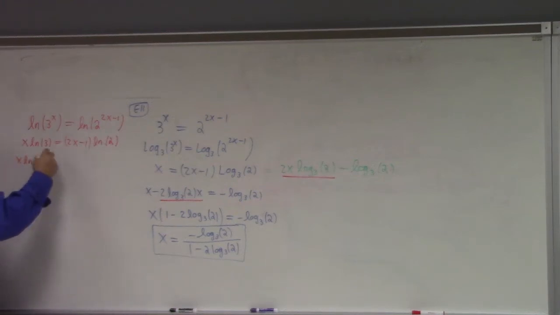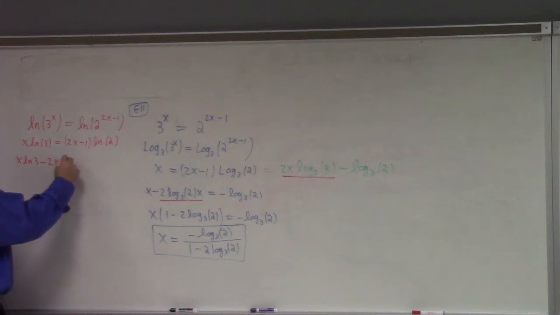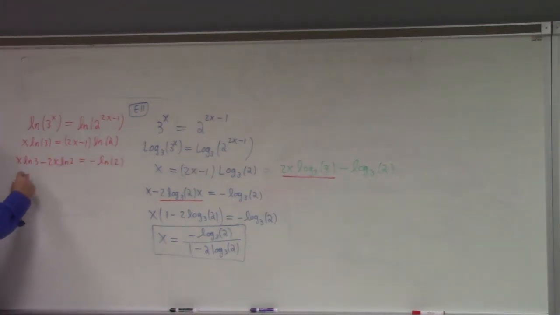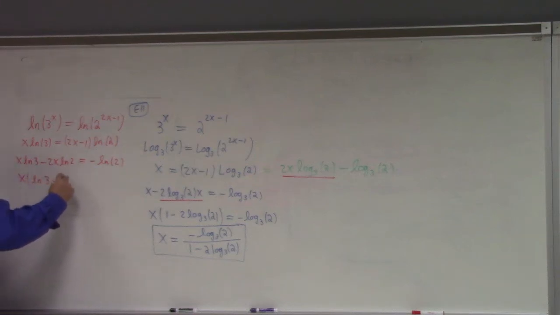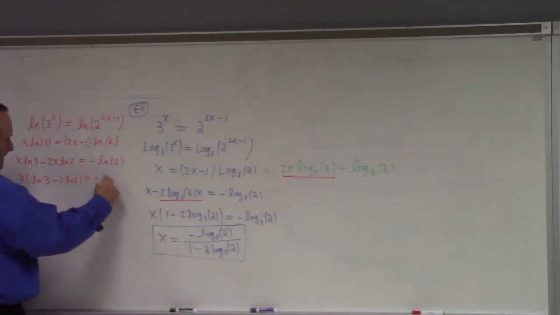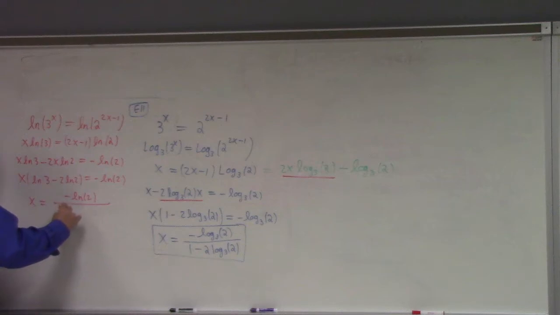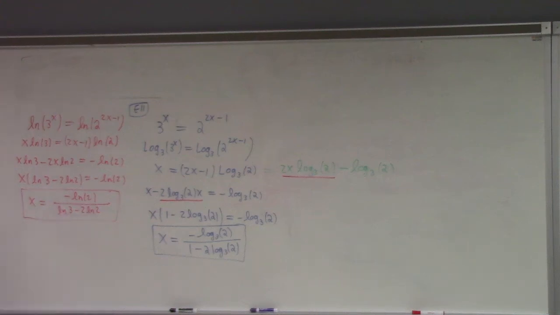x log 3 minus 2x log 2 equals minus log 2. I'd factor out the x. I'd solve for x. So you see how, is that right? They're both right. They're fine. Either way, it's fine.